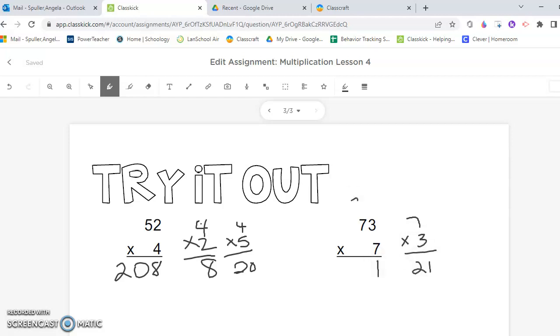All right. First thing we do is 7 times 3 equals 21. Keeping the ones, regroup the tens up. Now we have 7 times 7 equals 49. And then we add 2 and we get 49, 50, 51. Great job. And that's the end of multiplication lesson 4.